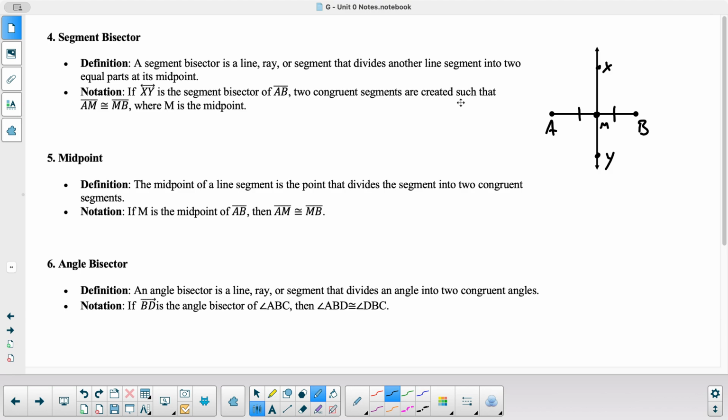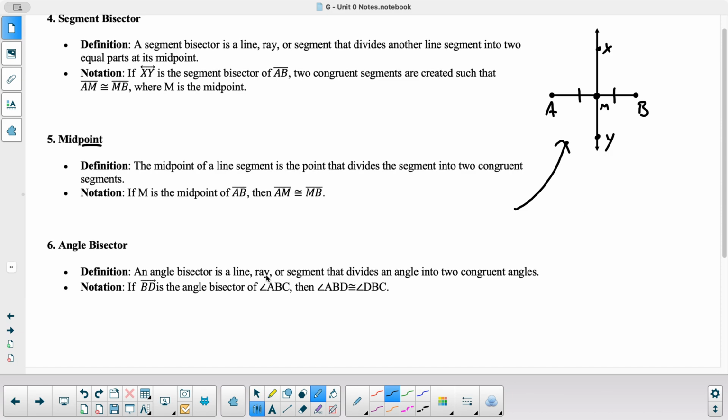Two congruent segments are created such that AM equals, or is congruent to, MB, where M is the midpoint, okay? The midpoint of a line segment is the point that divides a segment into two congruent segments. So the only difference is the midpoint is just what it sounds like. It's a point. The midpoint is M, okay? So that would be up here with this picture as well.